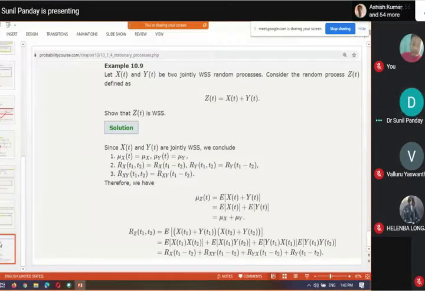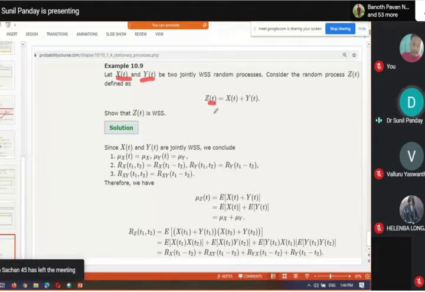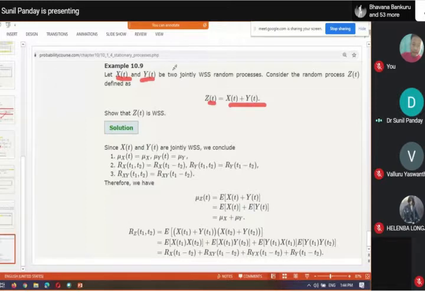So with the available xt and yt, we have created another random process zt, and zt is the sum of these two random processes. So now we are having three random processes. One is xt, another is yt, and the third one is zt. And now we have to prove that zt is wide sense stationary. To prove this, we have to prove the mean function of zt is constant and its autocorrelation function is a function of time difference.